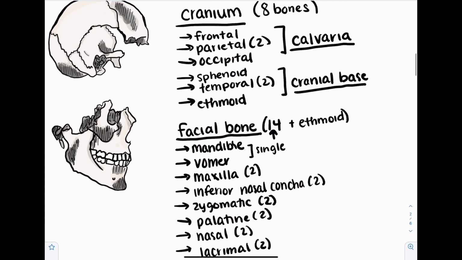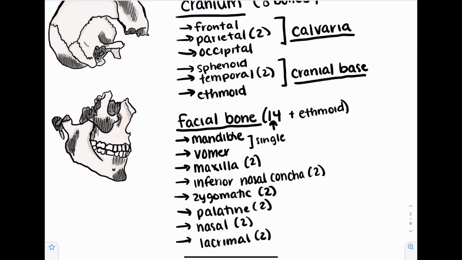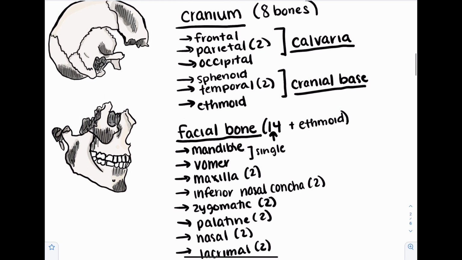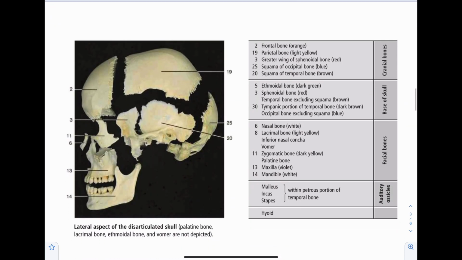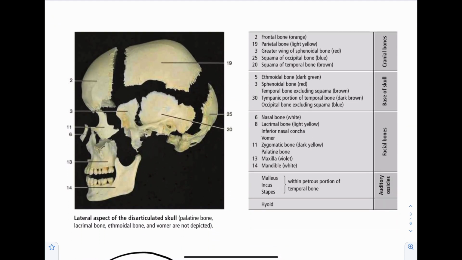So really, if you break down the bones of the skull, even though there's a lot of them, if you break them down in kind of categories like this, it makes it way easier to remember them. Now, if we kind of move down a little bit, this is just looking at an actual live image of a skull broken up. So this is a disarticulated skull. So this is where the sutures are taken apart.